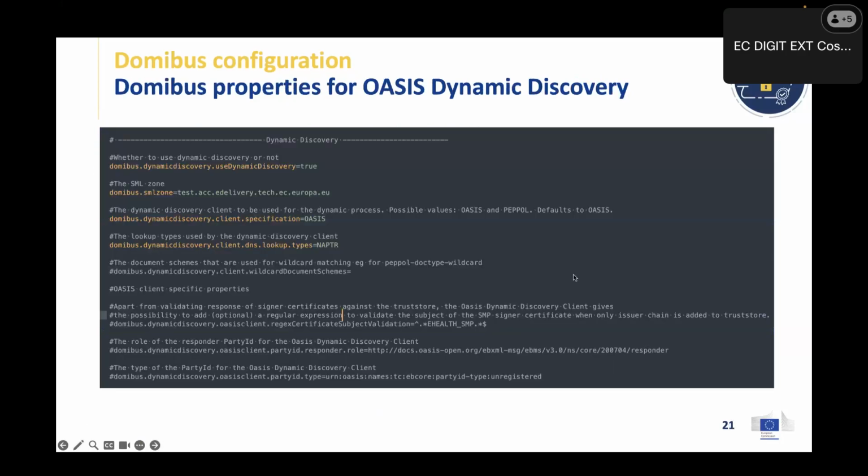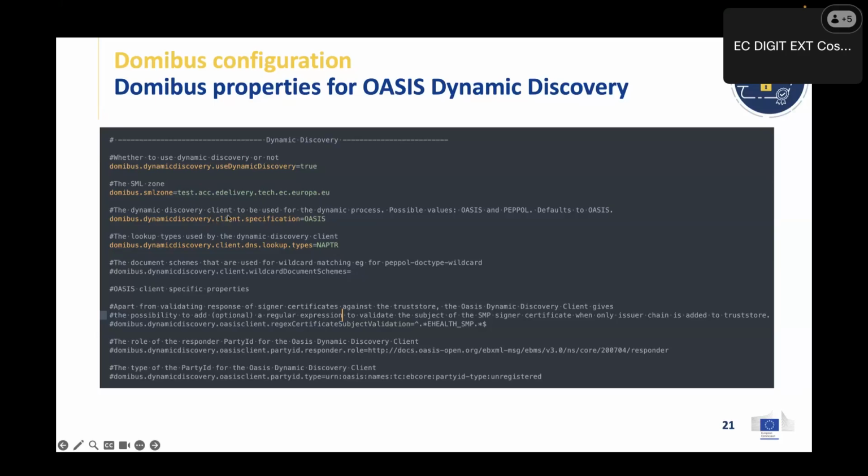Okay. Now I will present how to configure the Domibus properties for the Oasis Dynamic Discovery. First of all, we need to activate Dynamic Discovery, and this is done in the Dynamic Discovery section in Domibus properties. We set this property to true. We configure the SML zone. This is specific to each ecosystem.